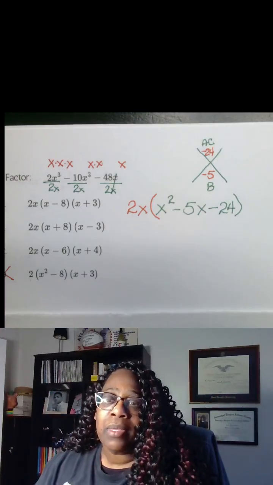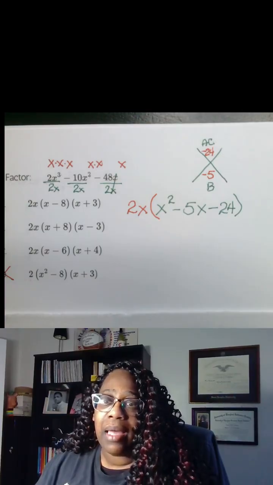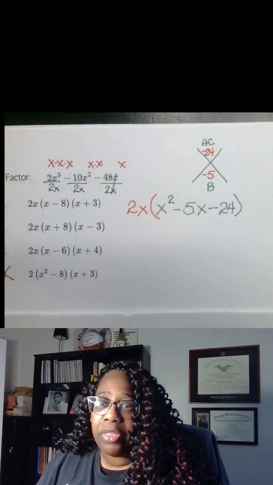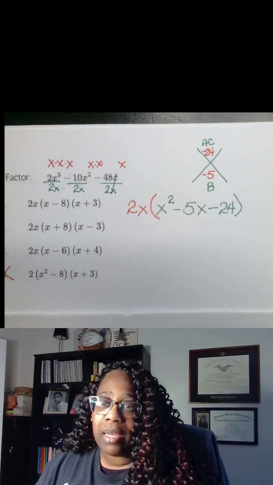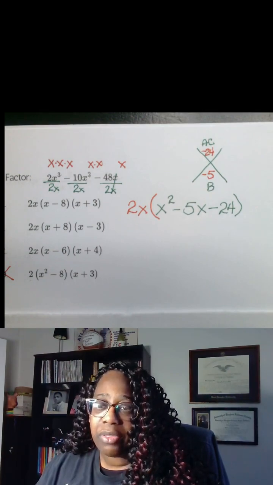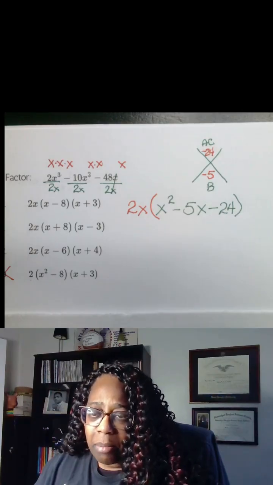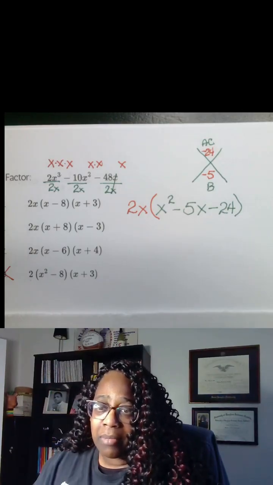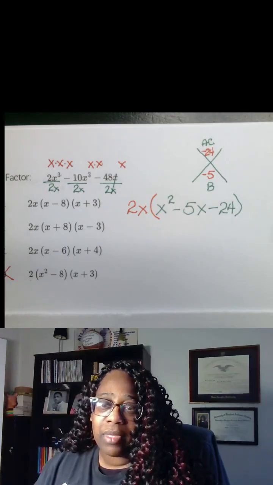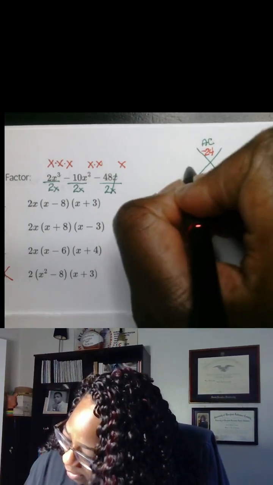Yes. We got negative 8 and 3. Negative 8 and 3. Okay, Ingrid's giving it to me. We're saying 8 and 3. Okay, we have negative 8 and 3. There we go.